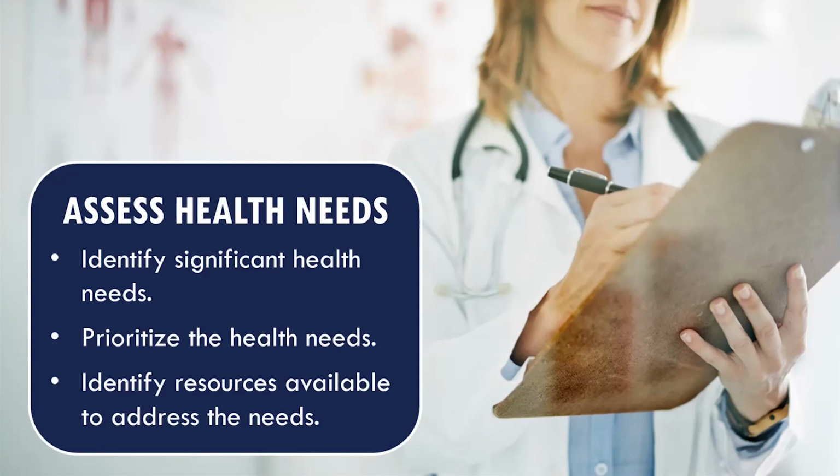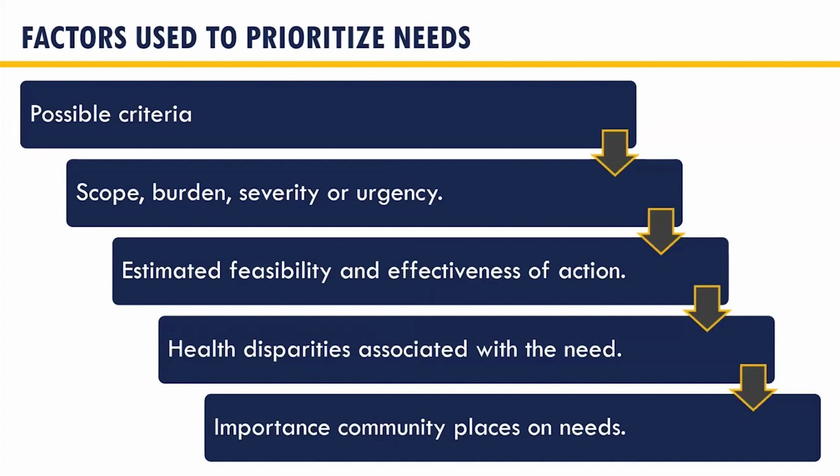So you're going to use factors to prioritize those needs to figure out which are the most critical. Which are the ones that we think we should probably be addressing, and why? And the factors that we might consider here: the scope, the burden, the severity, or the urgency of that need. What's the estimated feasibility or effectiveness?